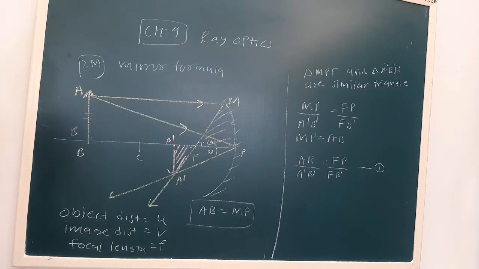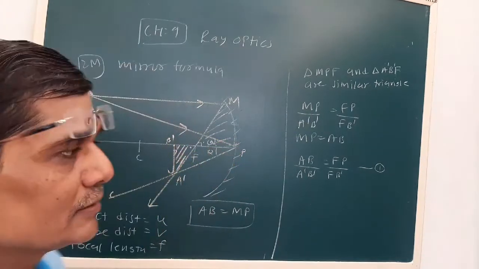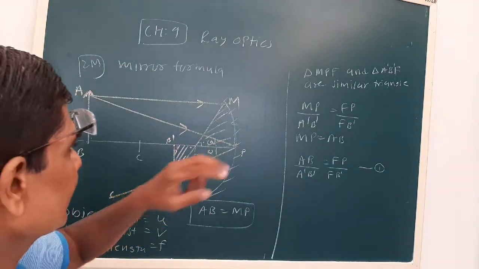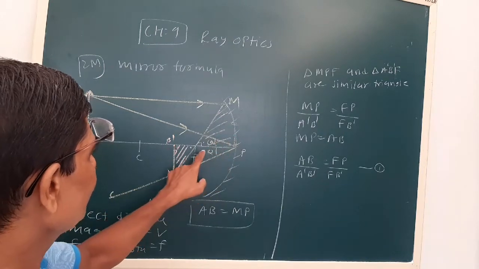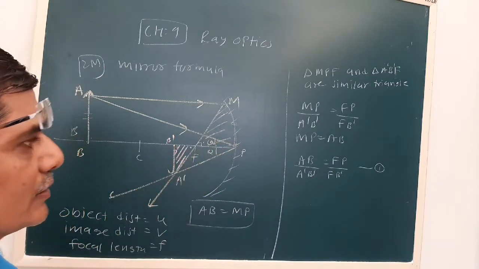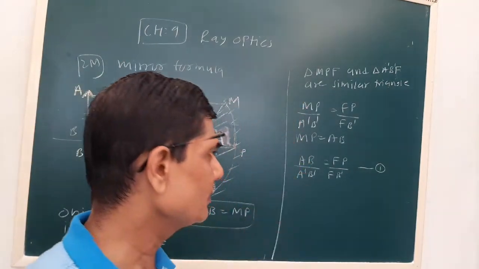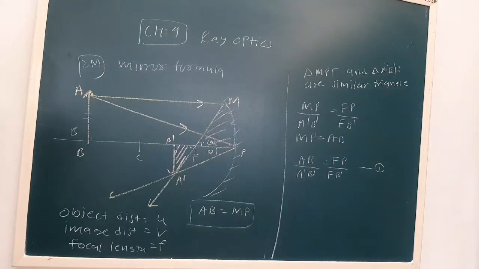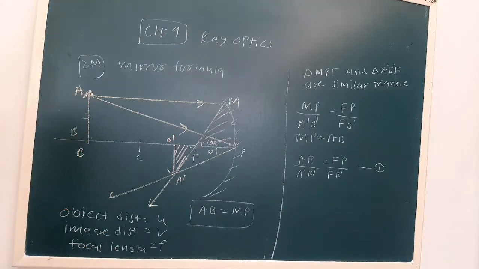So triangle FMP and triangle A'B'F are similar triangles. The triangles are similar, so the sides are in ratio. So we can say MP upon A'B' is FP or PF upon FB'. Also AB is equal to MP, so this MP I have substituted by AB. Now this was the first condition we have used.